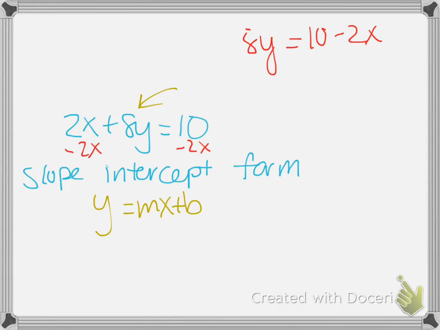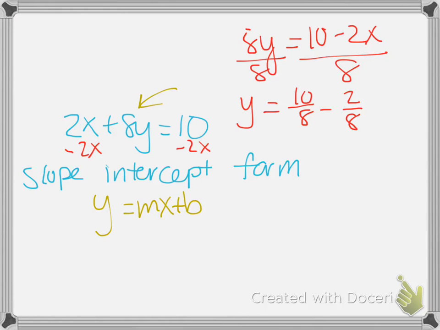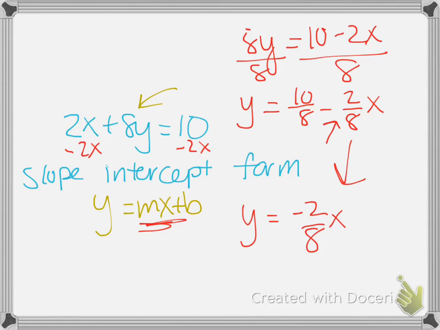Now y is still not by itself, so I need to divide by 8, which means I divide everything by 8. So y equals 10 over 8 minus 2 over 8x. But my x has to be in front because it's y equals mx plus b. So I'm going to get y equals negative 2 over 8x, because that negative goes with it, plus 10 over 8. Now it is in y equals mx plus b, and I can graph something like this.